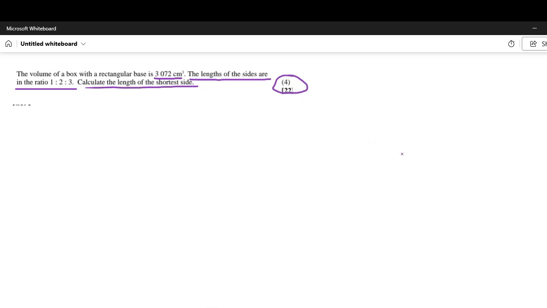So what you can do before you even do anything is construct a box with a rectangular base. That's what you gotta do. I'm not good at drawing, but I'm going to try. It doesn't matter how your box looks, as long as it has a rectangular base, guys.